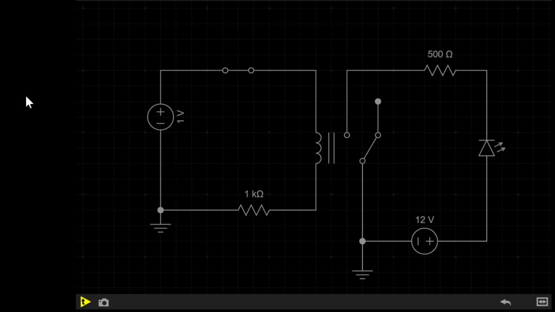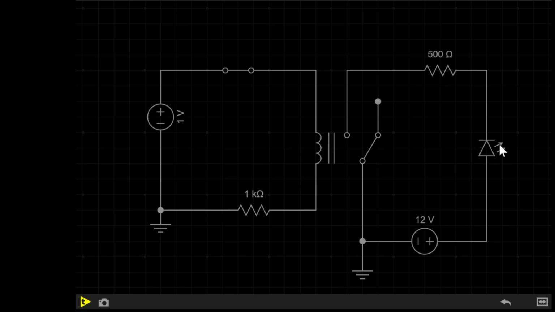Well, the simplest description is that a relay is basically just a voltage controlled switch, much like a MOSFET, which I've done a video on in the past, which is also a voltage controlled switch, but the relay has a few distinct differences. In this circuit here, you can see I have a relay in the centre with a voltage supply and a resistor on the primary, as well as a resistor and a voltage supply on the secondary and an LED.